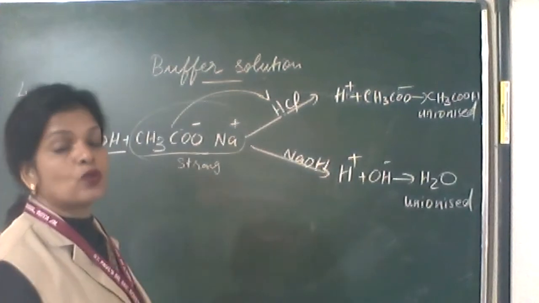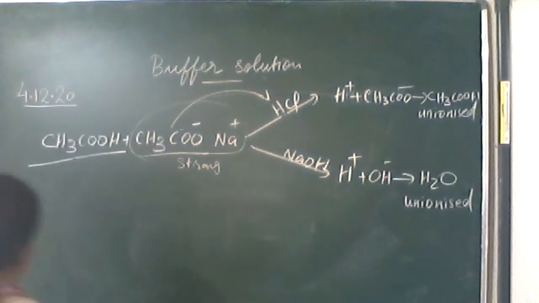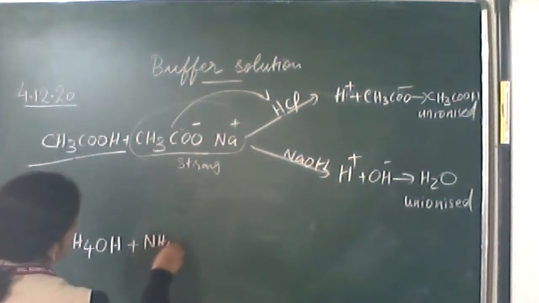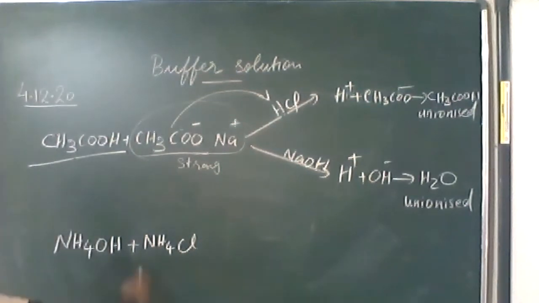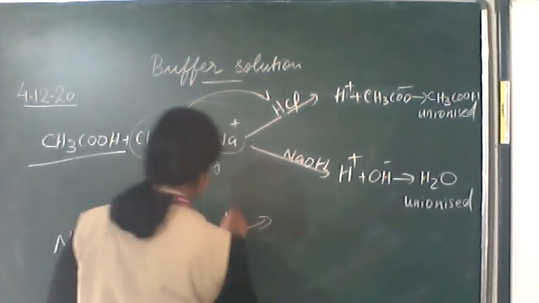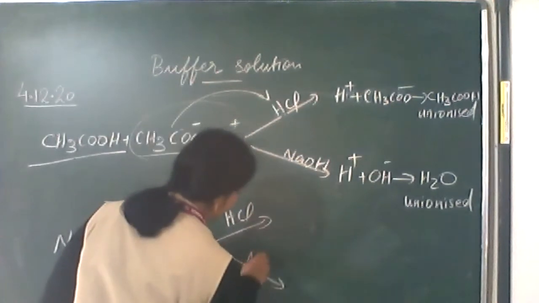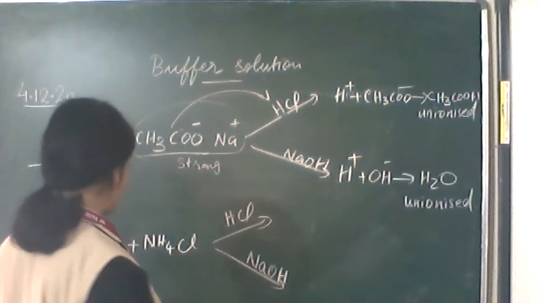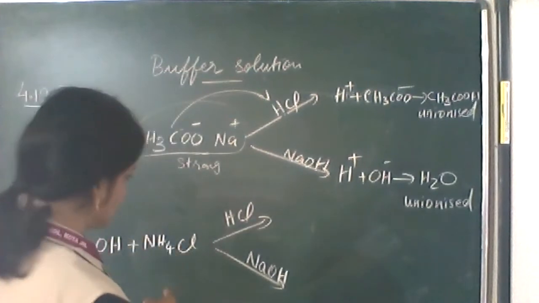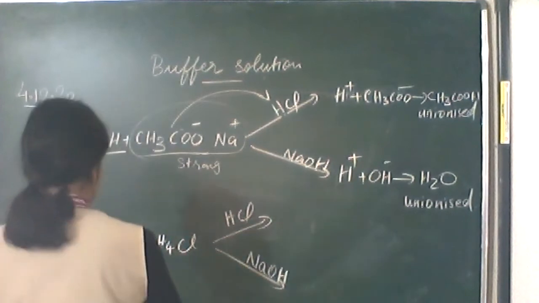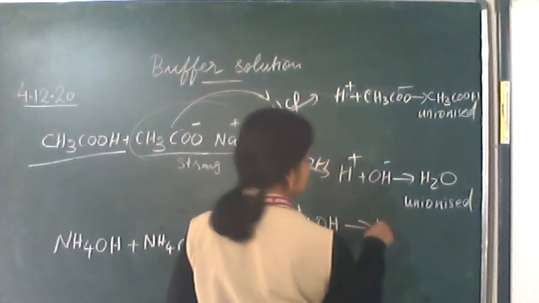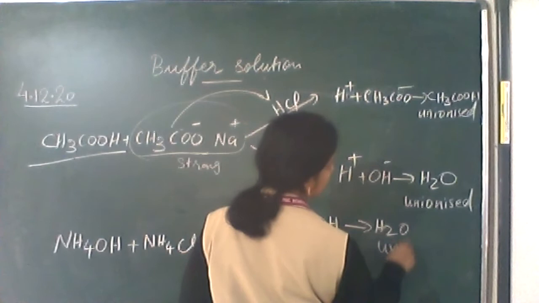Now we are going to the second mixture, that is a mixture of a weak base and its salt. So I am writing this: NH4OH plus its salt, that is NH4Cl. So for this mixture, if you add a little HCl or a little NaOH, how does it resist the change in pH? Suppose we are adding HCl, then the acid's H plus will react with this OH minus. H plus reacts with this OH minus to form water, which is unionized.